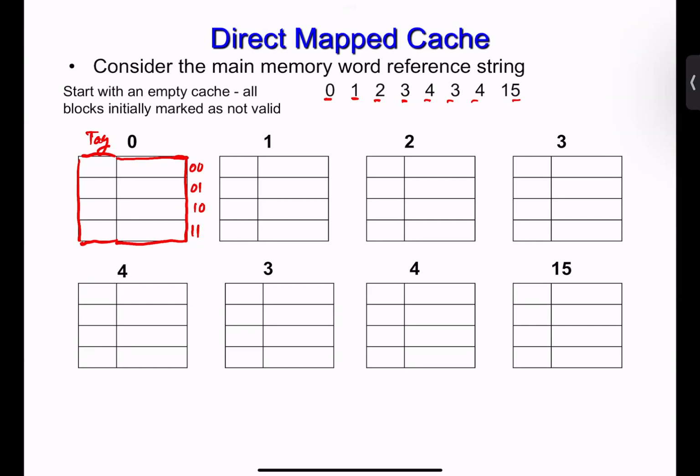First of all, let's try to write these numbers in binary. The 0 will be 0 0 0 0. The 1 will be 0 0 0 1. The 2 will be 0 0 1 0. The 3 will be 0 0 1 1. The 4 will be 0 1 0 0. The 3 and 4 are already written. The 5 will be 1 1 1 1. Correct? Just in binary.